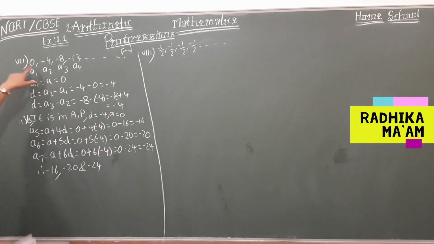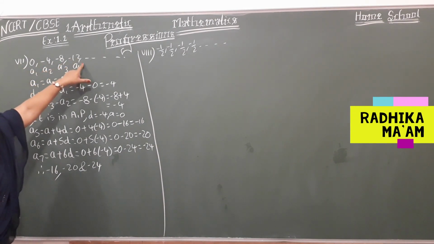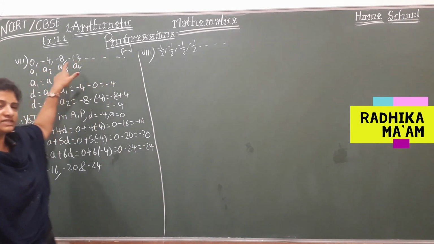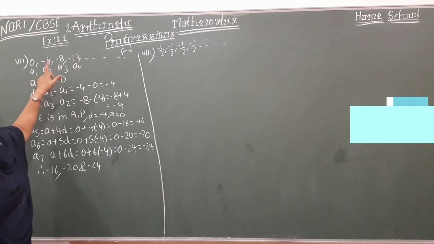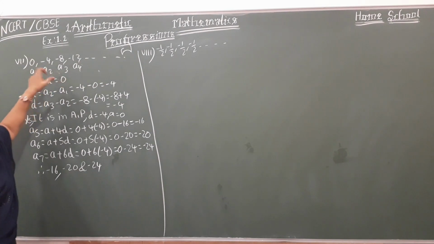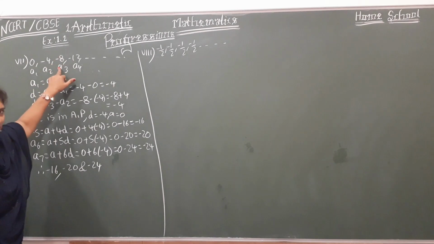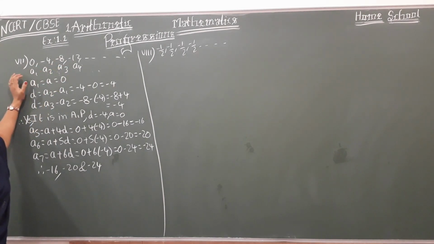Have a look here, children. 0, minus 4, minus 8, minus 12, and so on. Which type of sequence is it? It is an infinite sequence. What's your main question here? Check whether it is an arithmetic progression. If it is an AP, find D and the next 3 terms.